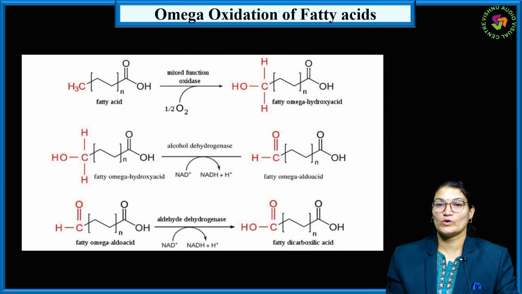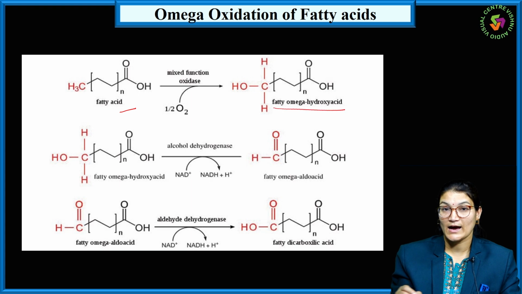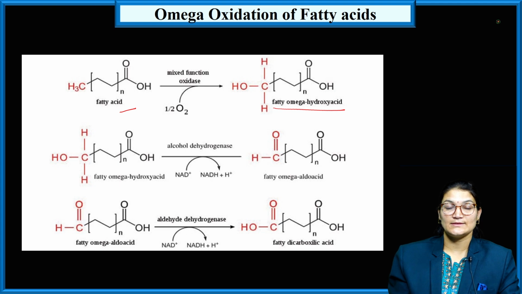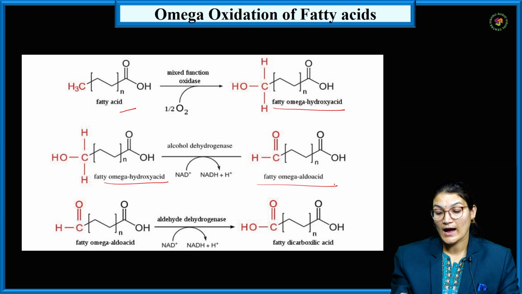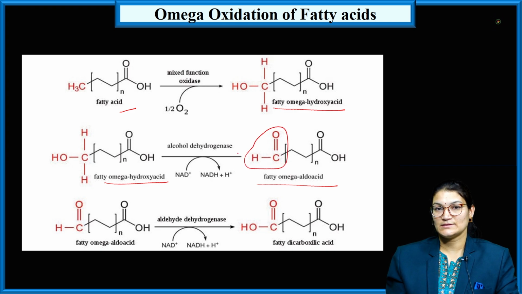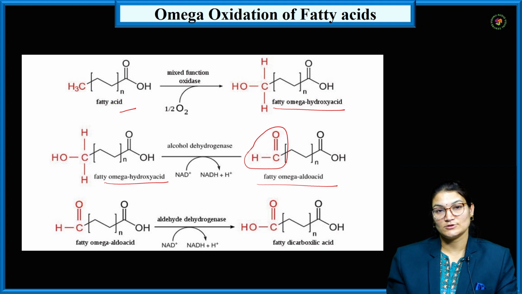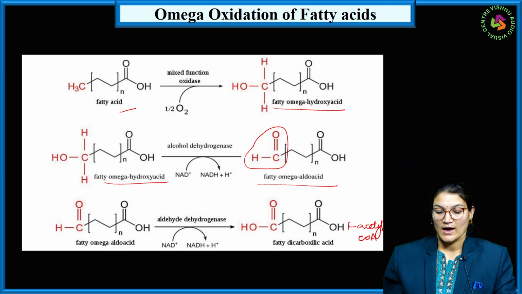So let us see the overall process. In the first step, which we call the hydroxylation step, fatty acid gets converted into fatty omega hydroxy acid in the presence of cytochrome P450 enzyme. In the second step, fatty omega hydroxy acid gets converted into fatty omega aldo acid, and this happens in the presence of alcohol dehydrogenase. In the third step, fatty omega aldo acid gets converted into fatty dicarboxylic acid plus acetyl coenzyme A, and this happens in the presence of thiolase because it is a cleavage step.